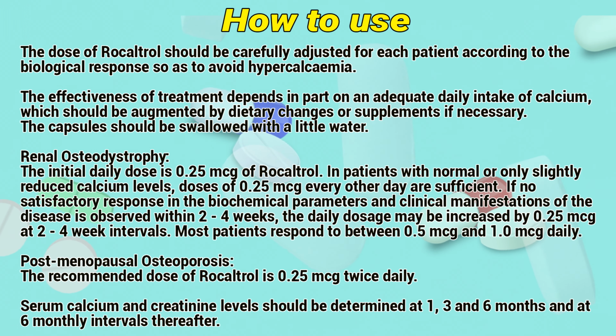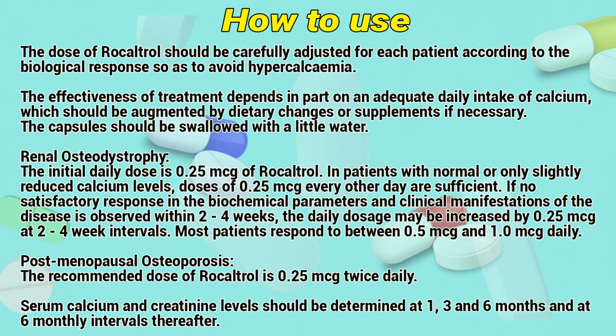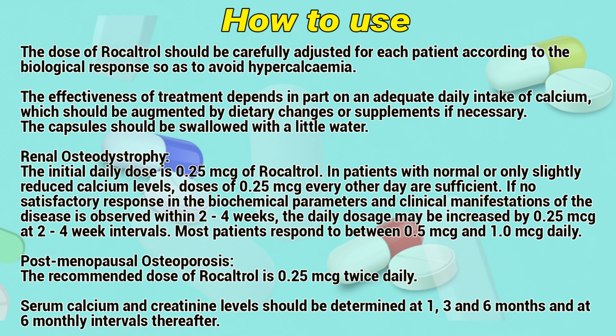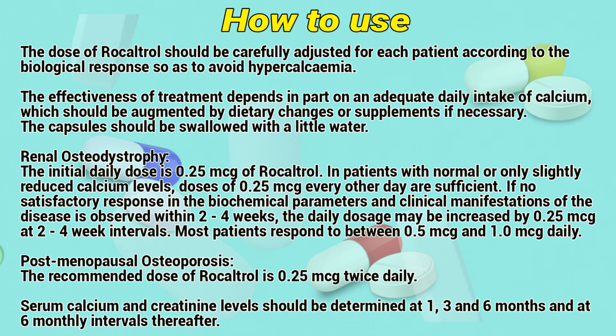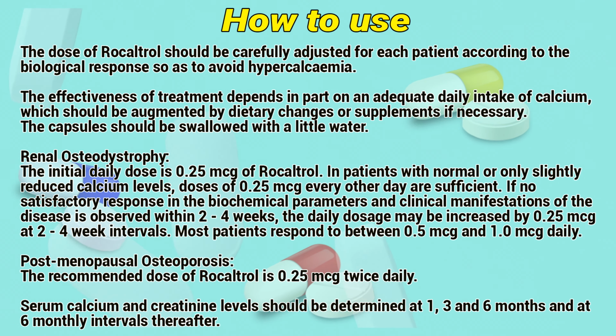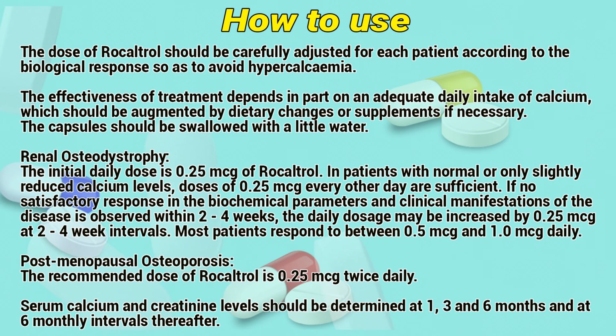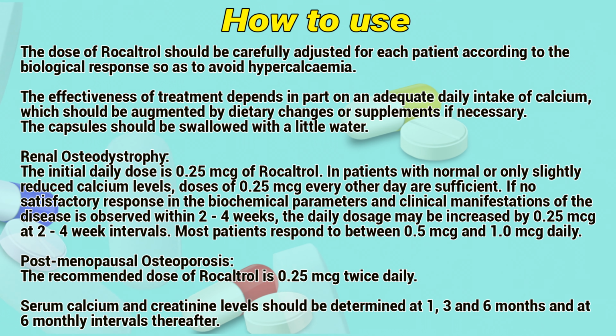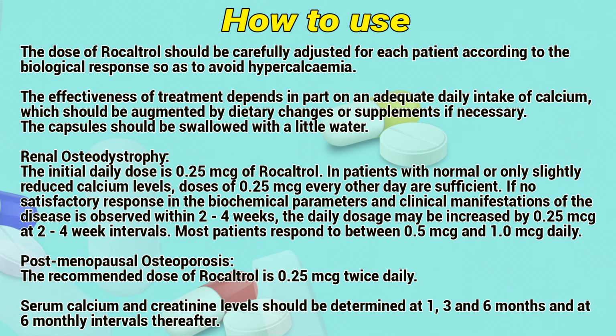Renal osteodystrophy: the initial daily dose is 0.25 micrograms of Rocaltrol. In patients with normal or only slightly reduced calcium levels, doses of 0.25 micrograms every other day are sufficient. If no satisfactory response in the biochemical parameters and clinical manifestations of the disease is observed within 2 to 4 weeks, the daily dosage may be increased by 0.25 micrograms at 2 to 4 weeks intervals. Most patients respond to between 0.5 micrograms and 1 micrograms daily.